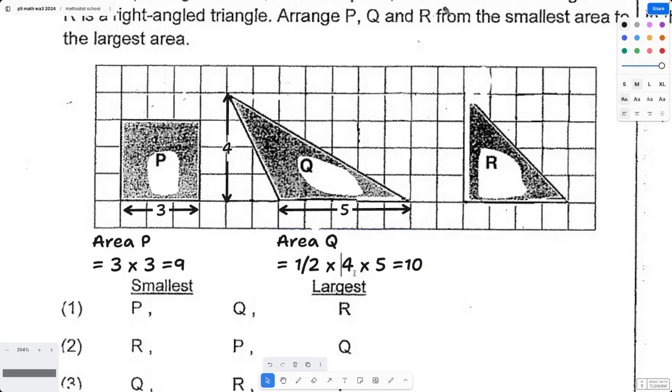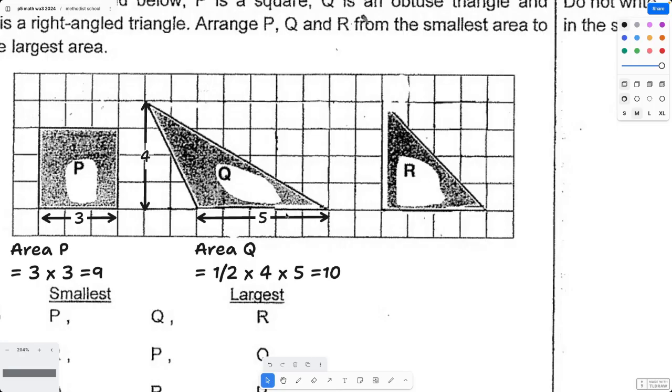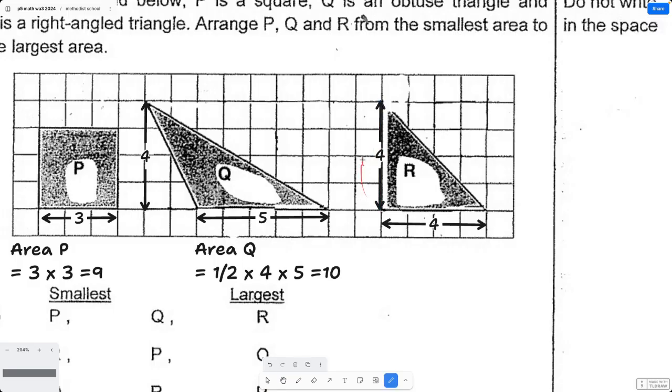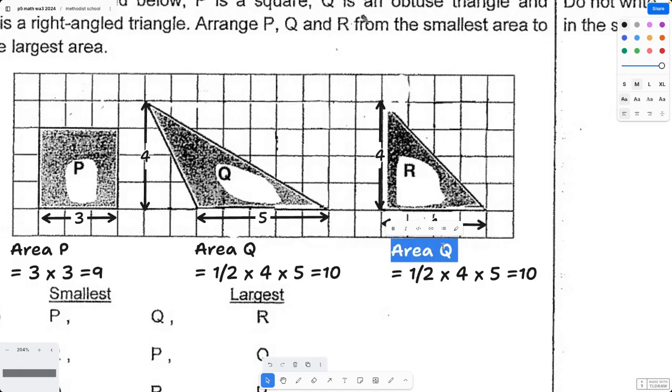Okay, then the last one is R. R is a right angle triangle, so let's measure the base and the height. Half times base times height. The base is 1, 2, 3, 4, so this is 4. And the height is also 4. So area R is half times 4 times 4. Half times 4 is 2, and 2 times 4 is 8 in this case.